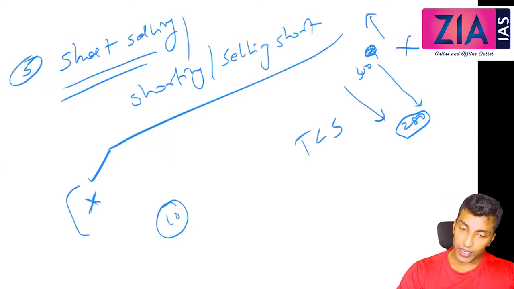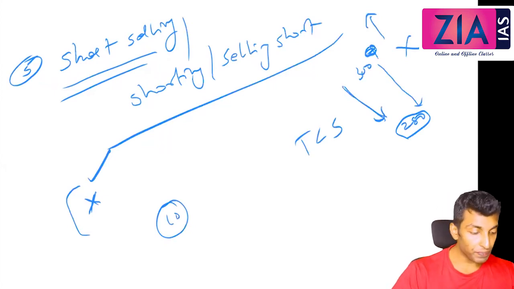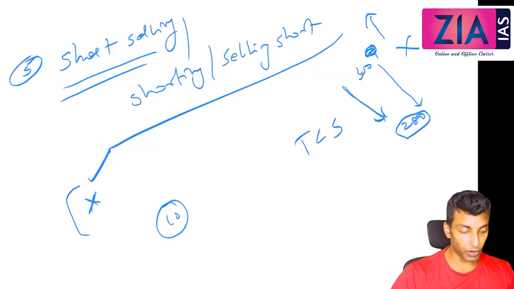So who will do this? The bearish investor will do this, right? So his idea is that the price will come down. So just write there. Under this, an investor sells a commodity or security which is not possessed by him, but such investor has to purchase it within a specified time period.